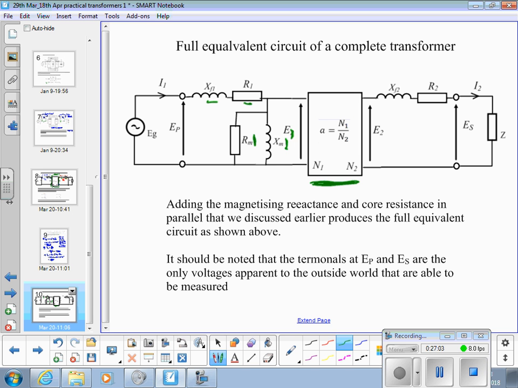Alright? And again, I've clarified there that the terminals EP and ES are the only voltages apparent to the outside world that we're able to measure with a meter. Yeah, we can measure the currents, we can measure those voltages at those terminals, we can't measure anything else. Okay?